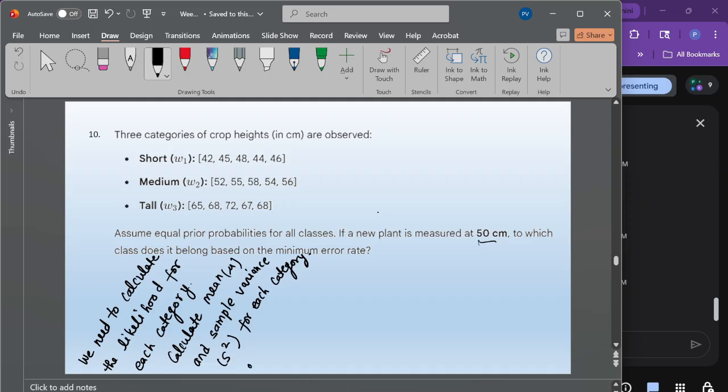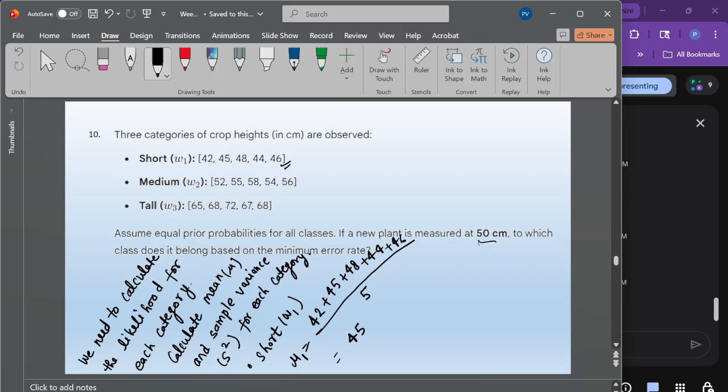So first, for the short category, with the data points that are given, we need to calculate the mean, mu1. So 42 plus 45 plus 48 plus 44 plus 46. How many data points are there? That is a total of 5. So if you just add and divide by 5, you will get the mean for the short category, that is 45.